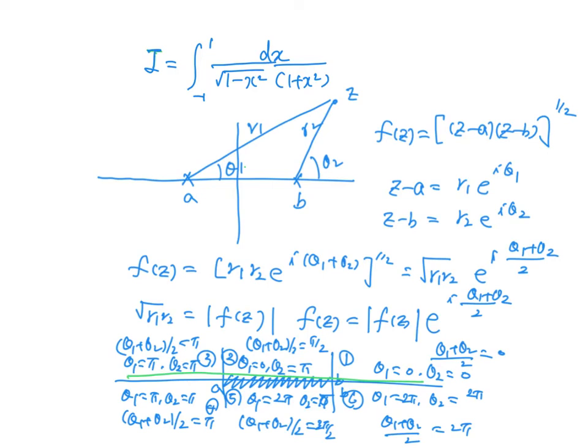So, let's summarize. Oh, sorry, the other day. We have done regions 1, 2, 3, 4, 5, 6 this way, and 1, 2, 3 the other way around. So we are going to have theta 1 plus theta 2 over 2 equal to 0, pi over 2, pi, pi, 3 pi over 2, 2 pi.